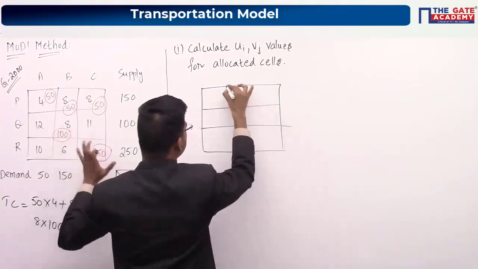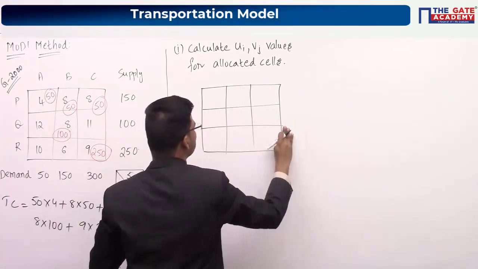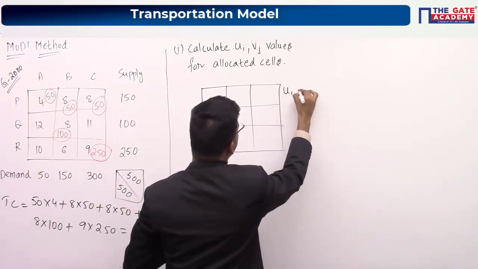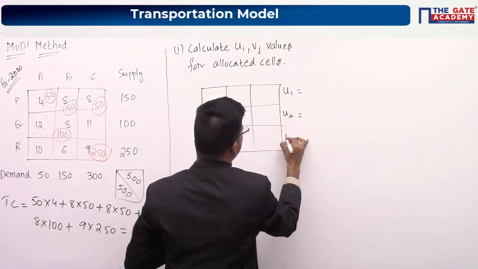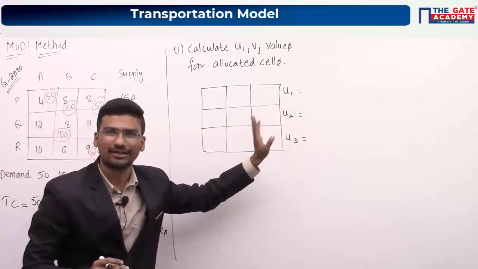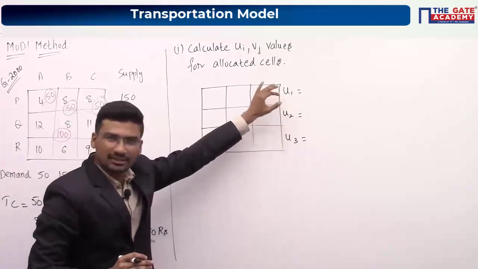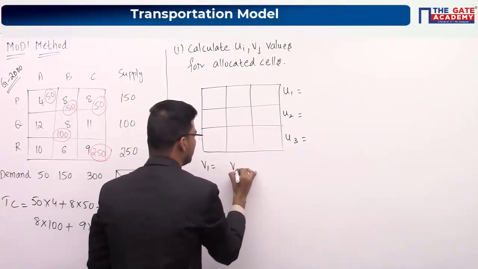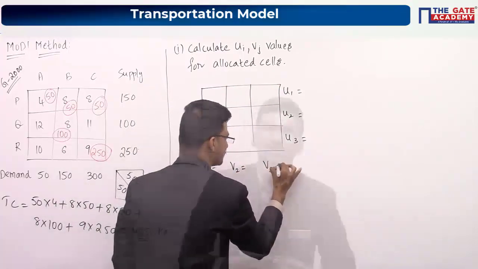I'm just taking this matrix. It is a 3 by 3 cost matrix, right? So here I'm writing U1, U2, U3. We have to calculate these values for the rows, and for the columns we are calculating the V1, V2, V3 values.